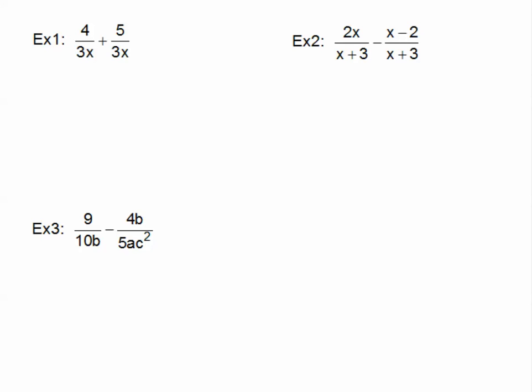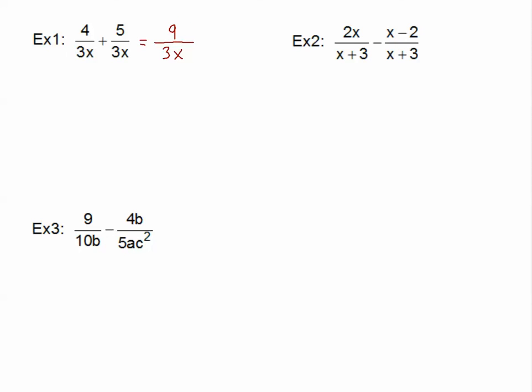Example number 1 is pretty simple, ready to go. In fact, the two denominators are exactly the same, so I'm able to add these two fractions together. The denominator, of course, does not change. I get 3x, and in the numerator, I get 4 plus 5, which would make 9. So I've added the two fractions together.